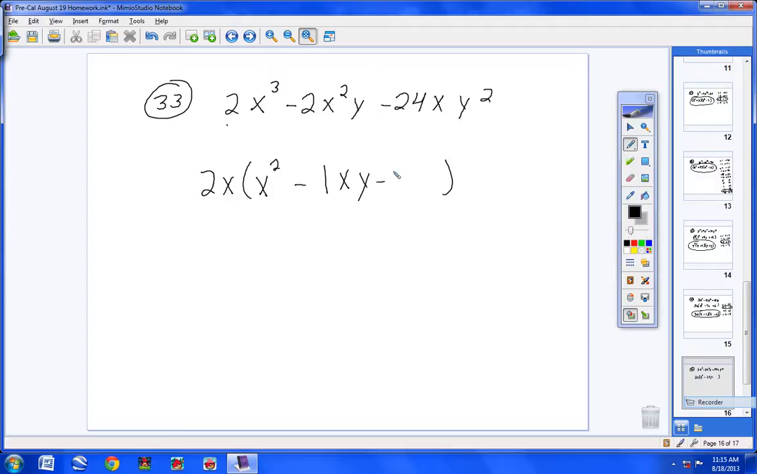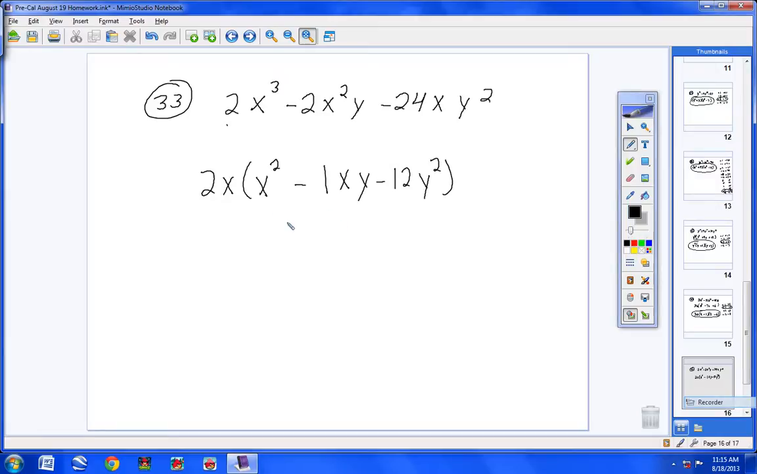Well, I know I'm going to put a 12 because 2 times negative 12 is negative 24. X, I've got an x here, and I've got an x here, so I don't put any x's. And then I've got a y squared. There's no y's here. So 2x times negative 12y squared would be negative 24xy squared. So good, we're doing great.